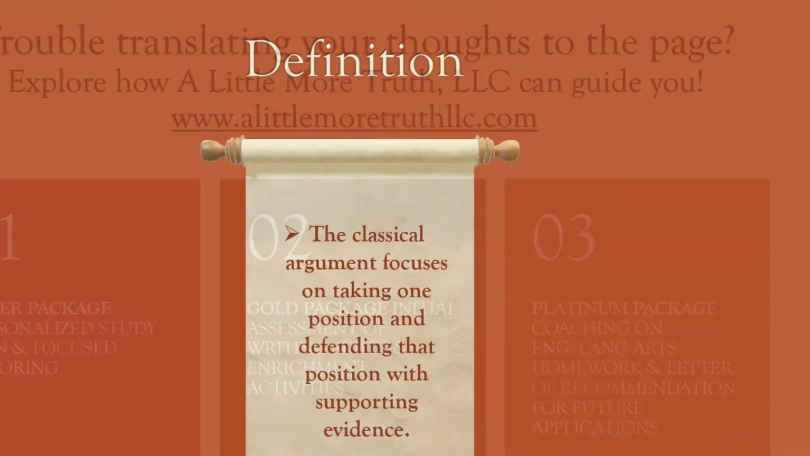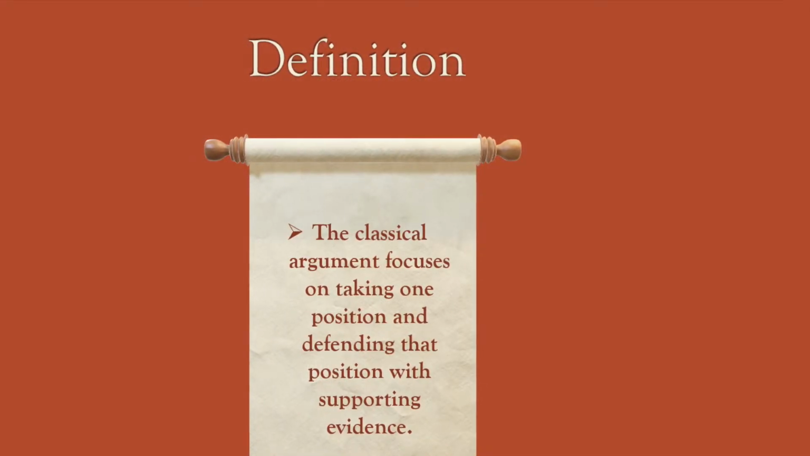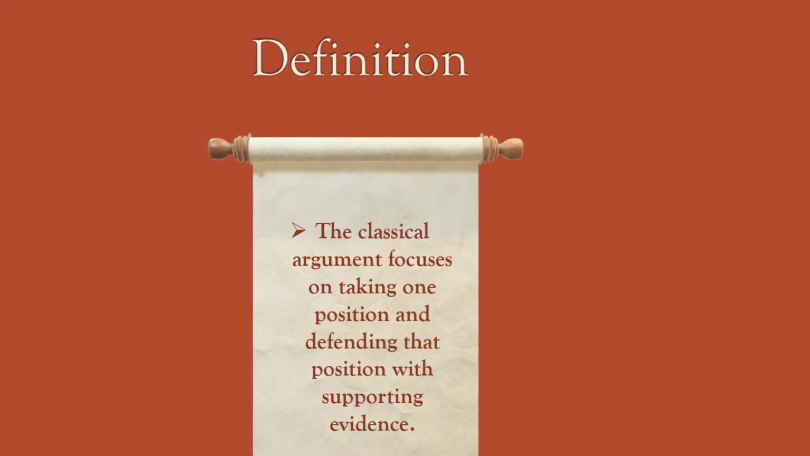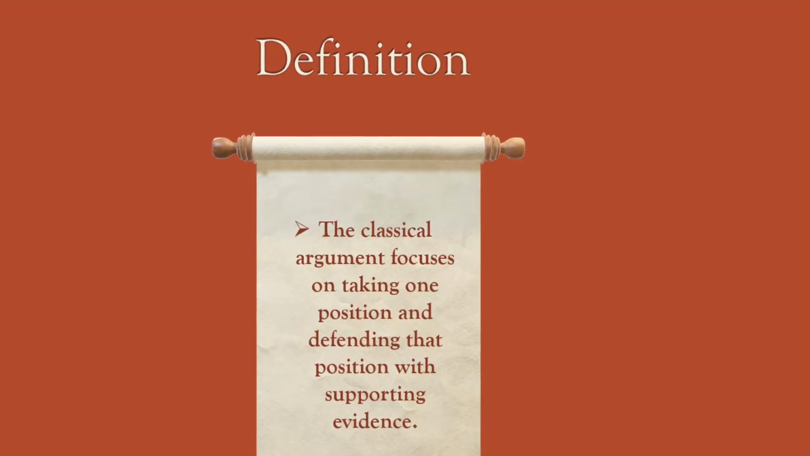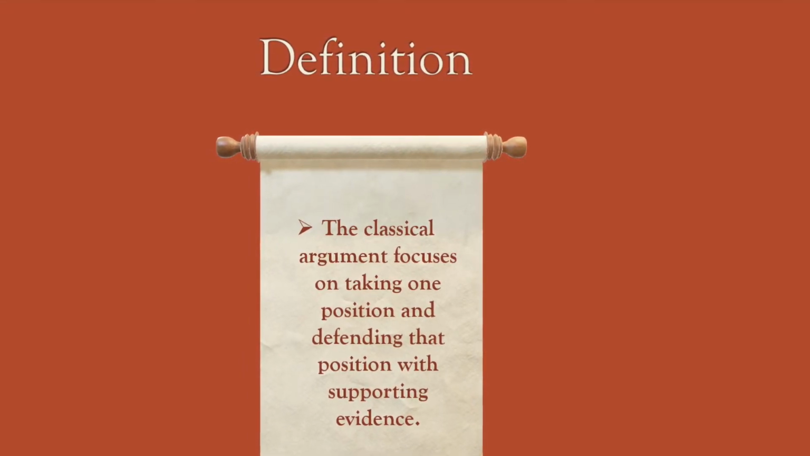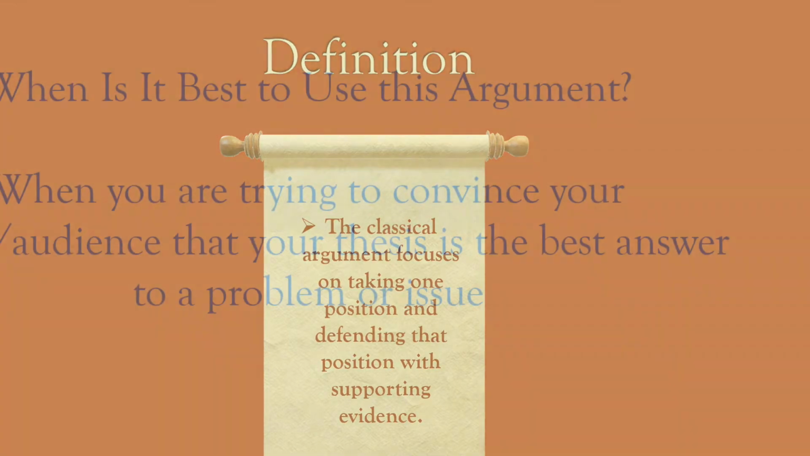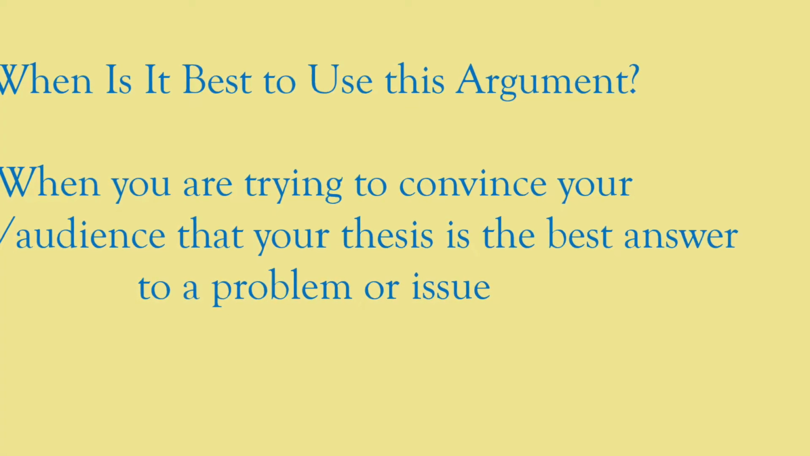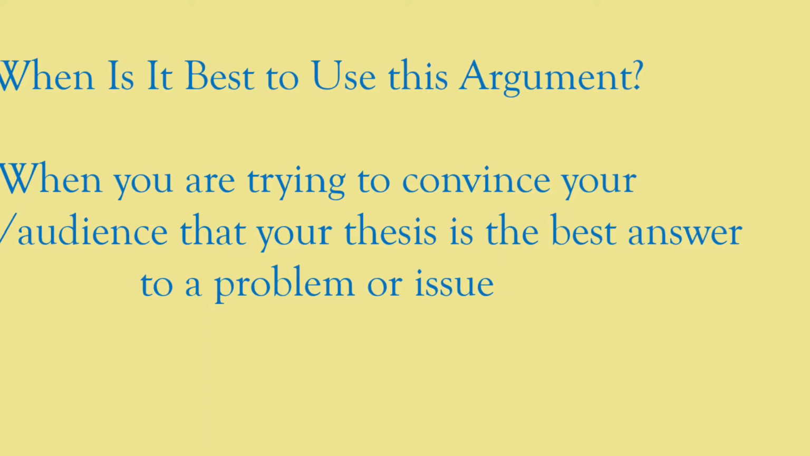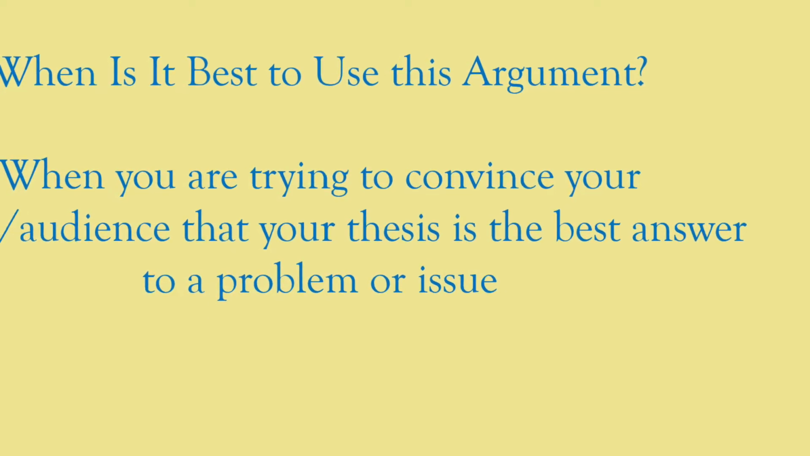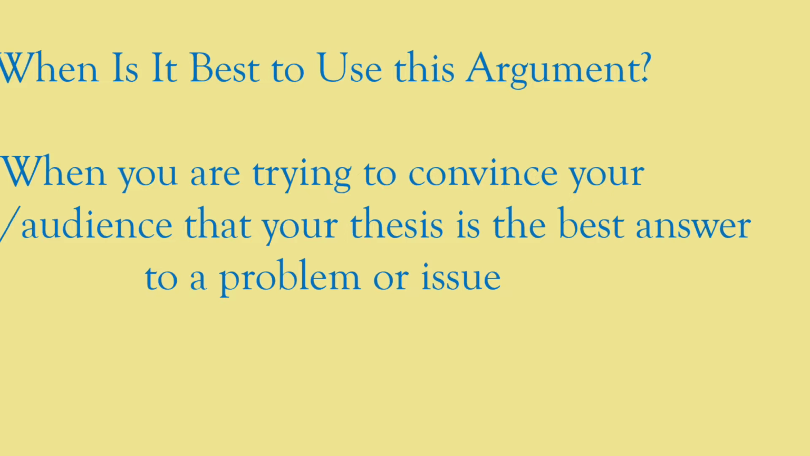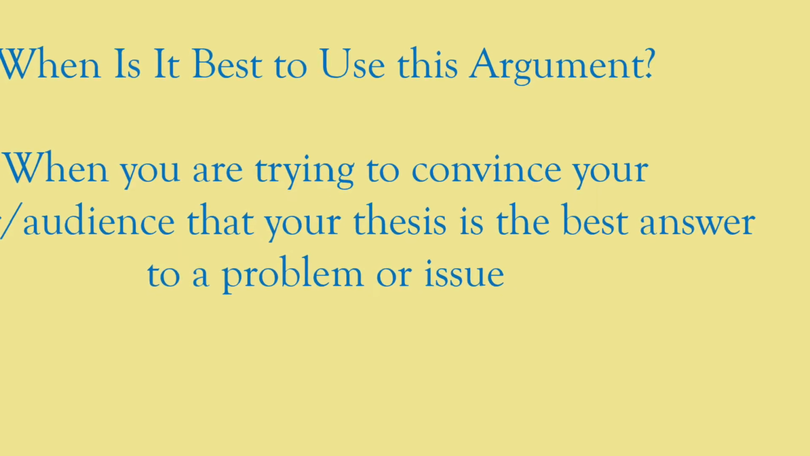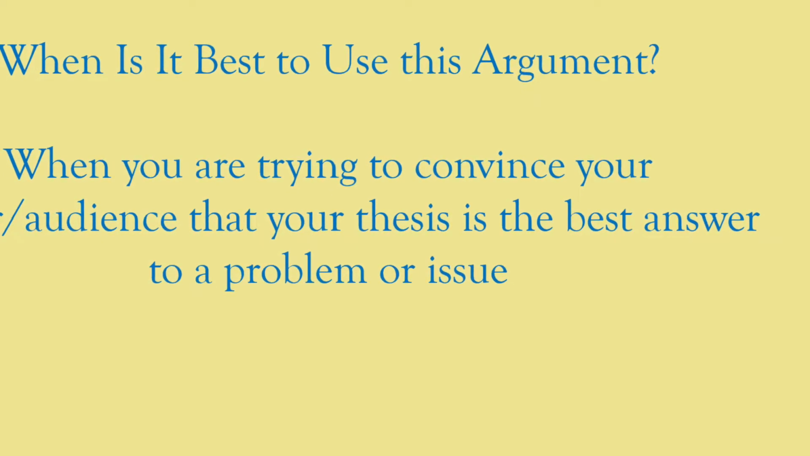So, what is a classical argument? A classical argument focuses on taking one position and defending that position with supporting evidence. Very simple. When is it best to use this type of argument? Because if you remember from the last video, I said not every argument type is right for your subject matter. It's best to use a classical argument when you're trying to convince your reader or audience that your thesis is the best answer to a problem or issue.